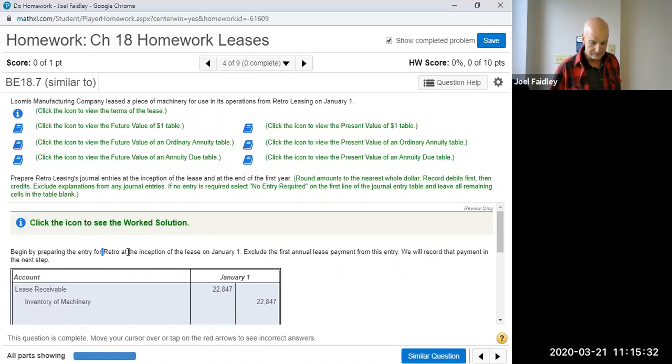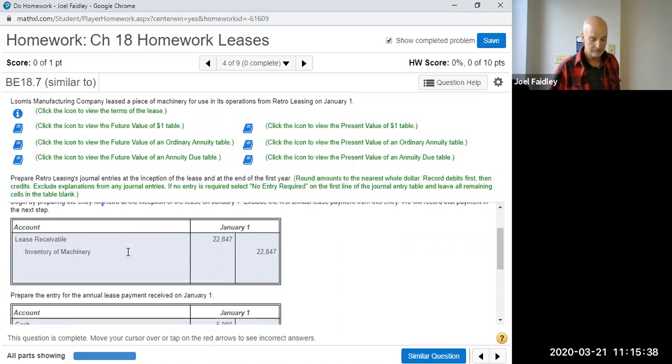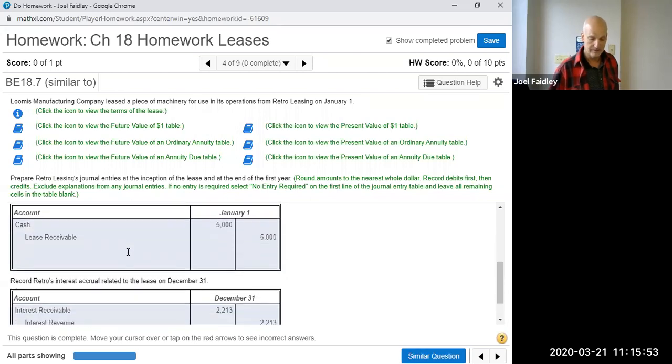Retro leasing. From retro, so that's why it's a lessor problem. Lease receivable 22,847, inventory. The inventory is coming off your books if you are Retro and going onto the books of Loomis. For Loomis, this would be a capital lease as well, but it would be an obligation for them, not a receivable. All right, see the mirror image?